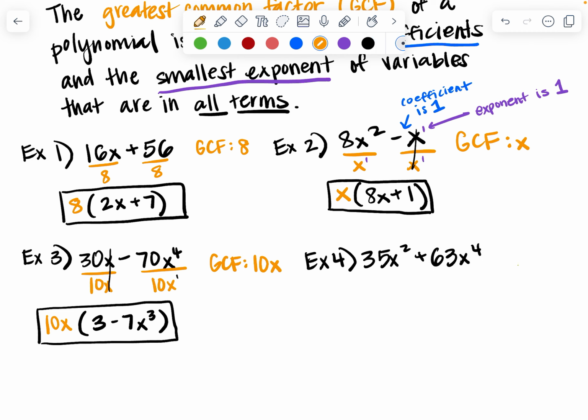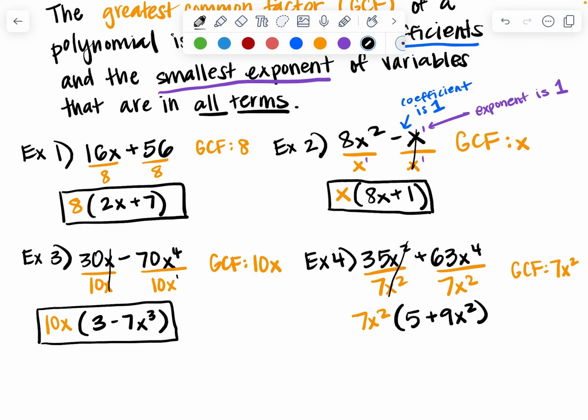Okay, the greatest common factor of 35 and 63 is 7, and the lower exponent is 2. So I'm going to factor out 7x squared. 35 divided by 7 is 5. 2 minus 2 is 0, so the x is gone. 63 divided by 7 is 9. And this will be x squared.